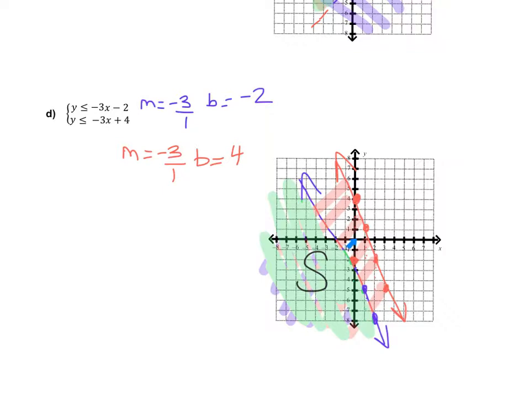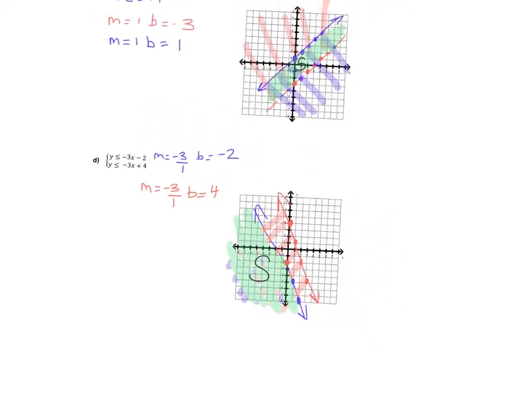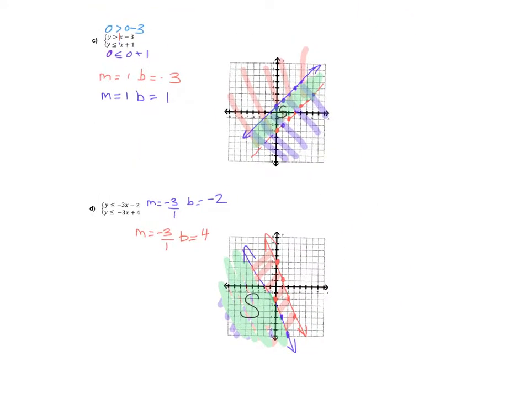And if you were to check your work, if you were to put 0, 0 in, 0, 0 would only make this red one true. 0 is less than or equal to 4. But if you put it up here into this inequality, 0 is less than or equal to -2. No, it's not. It's actually greater than. So you notice that points within this area don't satisfy both, but every point within this area, which is the overlap, satisfies both linear inequalities. Therefore, it satisfies the system.